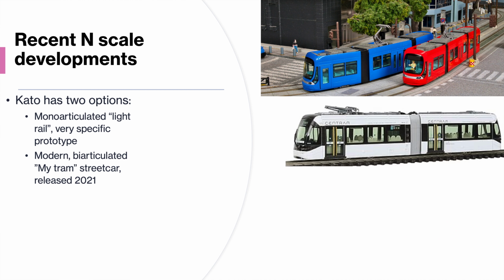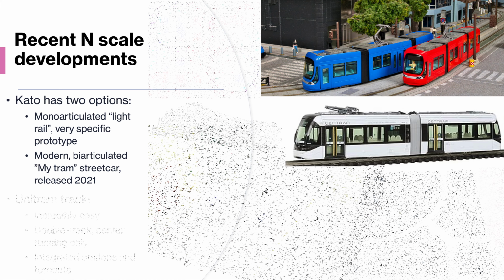Kato does have 2 options. Their mono-articulated light rail vehicle, seen here on the bottom, but unfortunately this is a very specific prototype, and unlike anything you see in America. And then their more bi-articulated MyTram streetcar, which was just released in 2021, seen here on the top. It doesn't exactly follow a strict prototype that we would see in North America, but given that it is in fact bi-articulated, it is pretty close to what you would see running on North American rails.